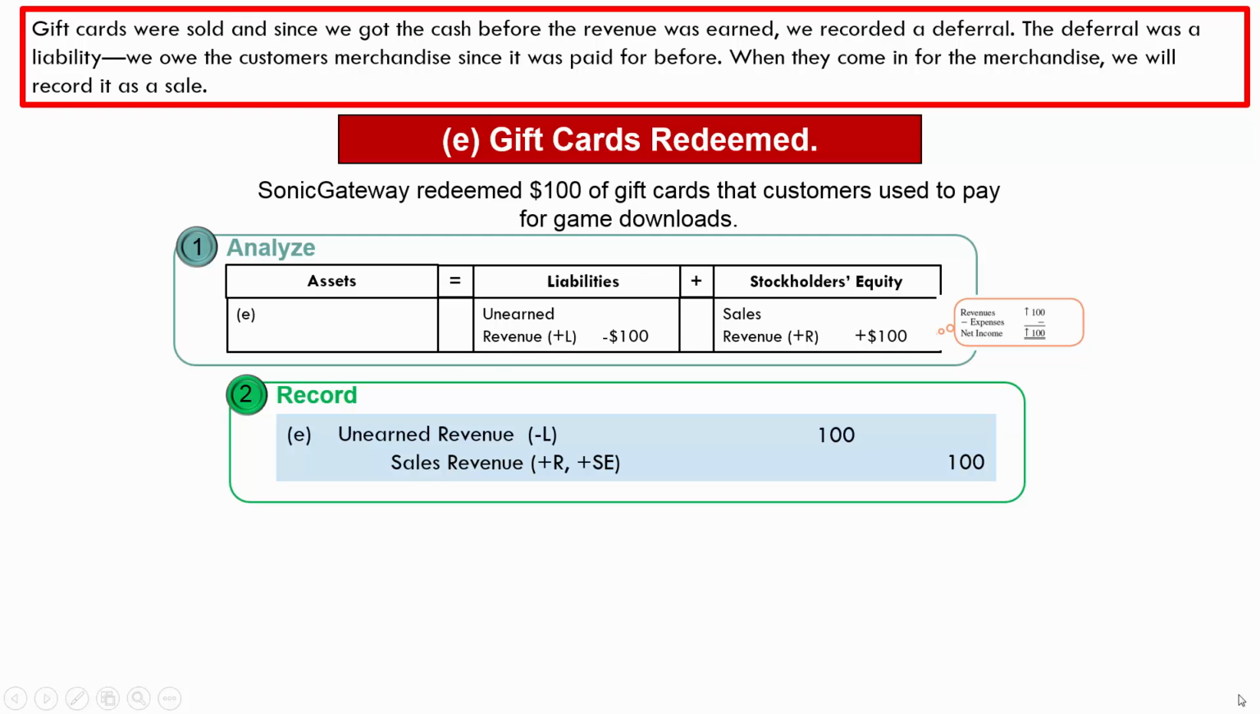If, instead of using up the gift cards, the customers had come in and paid for these downloads with cash, what would the revenue have been? Well, when we would have recorded that transaction, we would have debited cash and we would have credited sales revenue. So it really doesn't matter as far as the income statement goes whether the customers bought the game downloads with cash or whether they bought them by redeeming their gift cards. Either way, our revenue is the same.